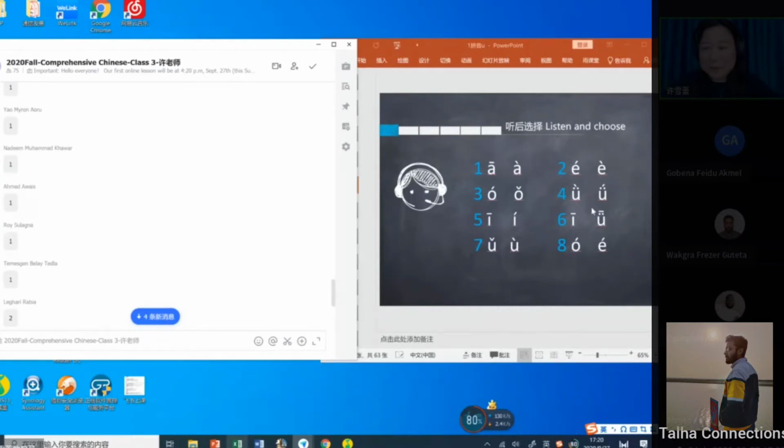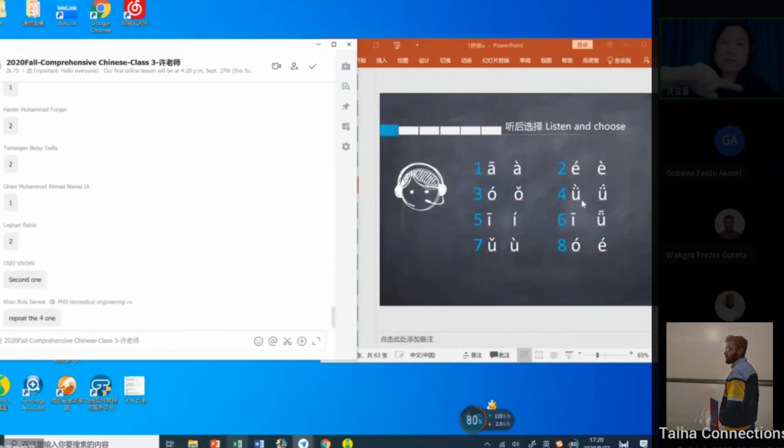Now, the fourth group, the fourth pair. Yu, which one am I reading? Yu. First one or second one? Yes, the second one. Yu. The first one is Yu. Yeah, this one is Yu. Falling. But this Yu is rising tone. Rising.